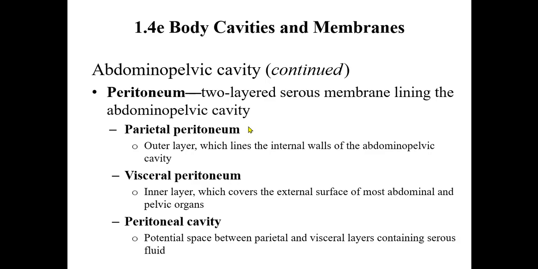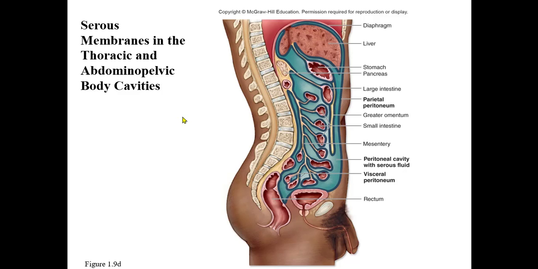And then the last term we see at the bottom is the peritoneal cavity. That is the space between them. And that space contains the serous fluid that allows the organs to glide past each other. Okay, next slide. Here's a picture version, not that great.